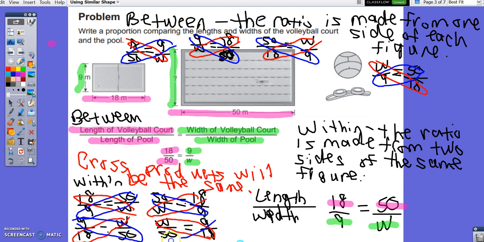So when you set up a proportion, there are 8 ways to set up the same proportion, and you will know that your proportion is correct if the cross products are the same. So whether you choose to set your proportions up using between, where the ratio is made from one side of each figure, or within, where the ratio is made from 2 sides of the same figure, it is not going to affect your final answer and your solving of the missing side. You want to make sure that you create a word ratio and then set up your proportion according to your word ratio.